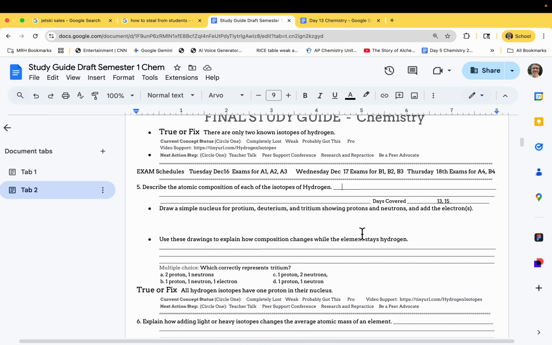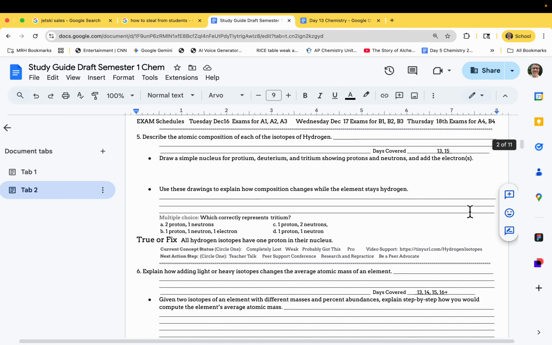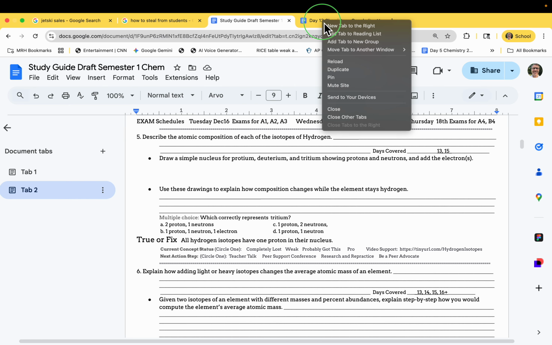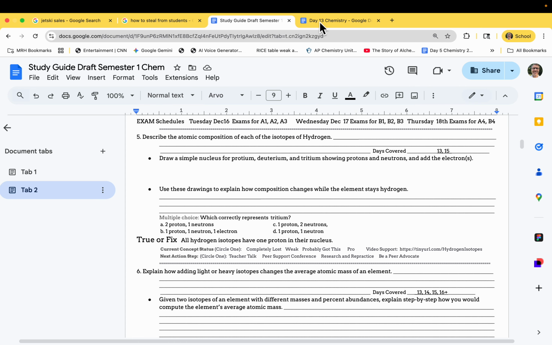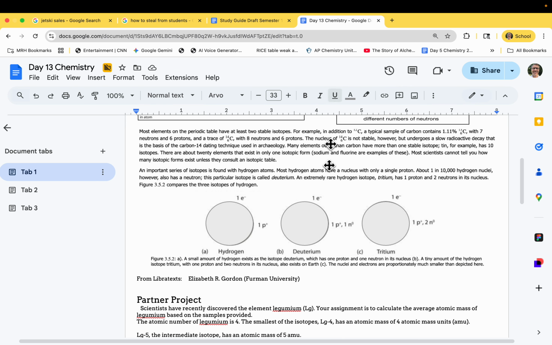Use the drawing to explain how the composition changes while the element still remains hydrogen. Okay, how is it possible that these 3 things are all the same if they have different numbers of particles? Remember, neutrons are neutral. So adding neutrons doesn't change the electricity and it doesn't change the chemical behavior of these 3 entities. So they all act the same, so we identify them as the same. They are all hydrogen, just different versions of hydrogen called isotopes.